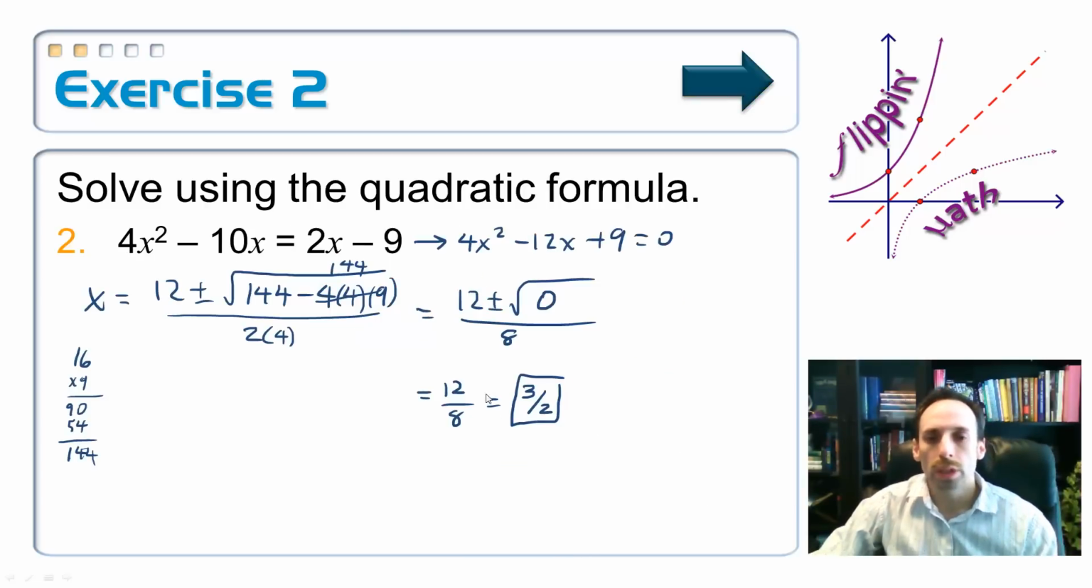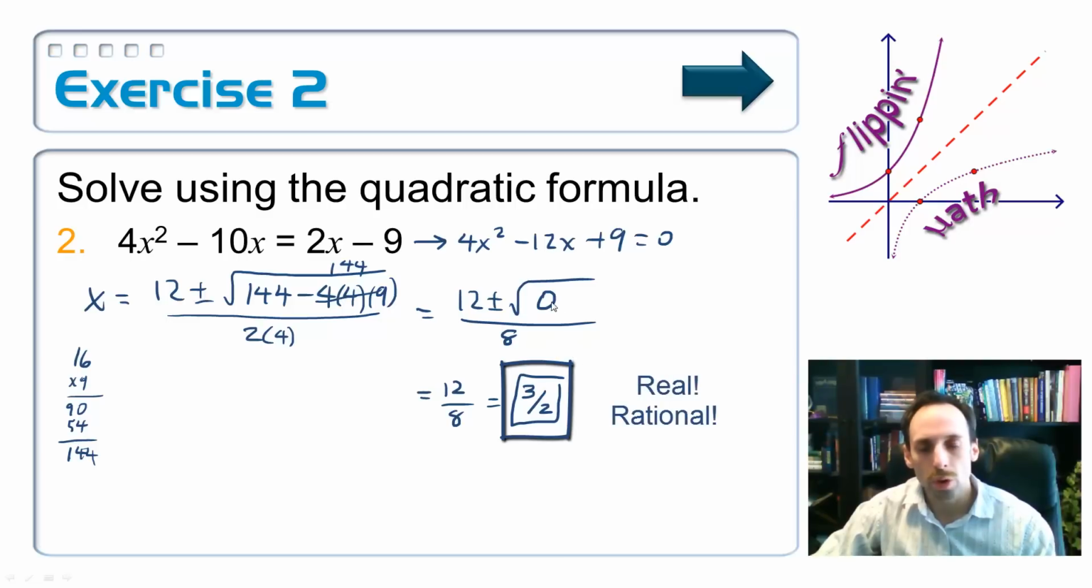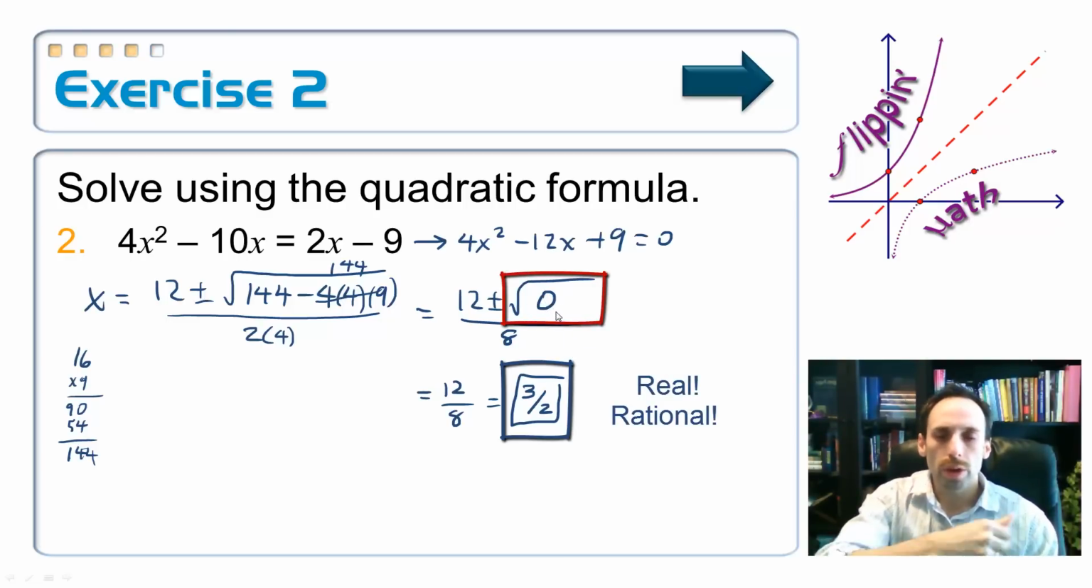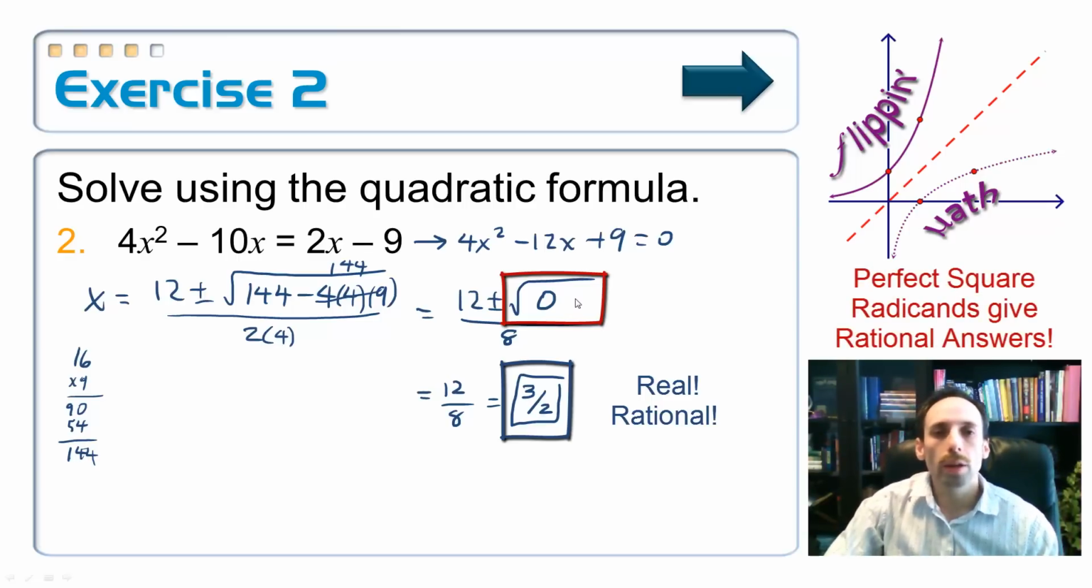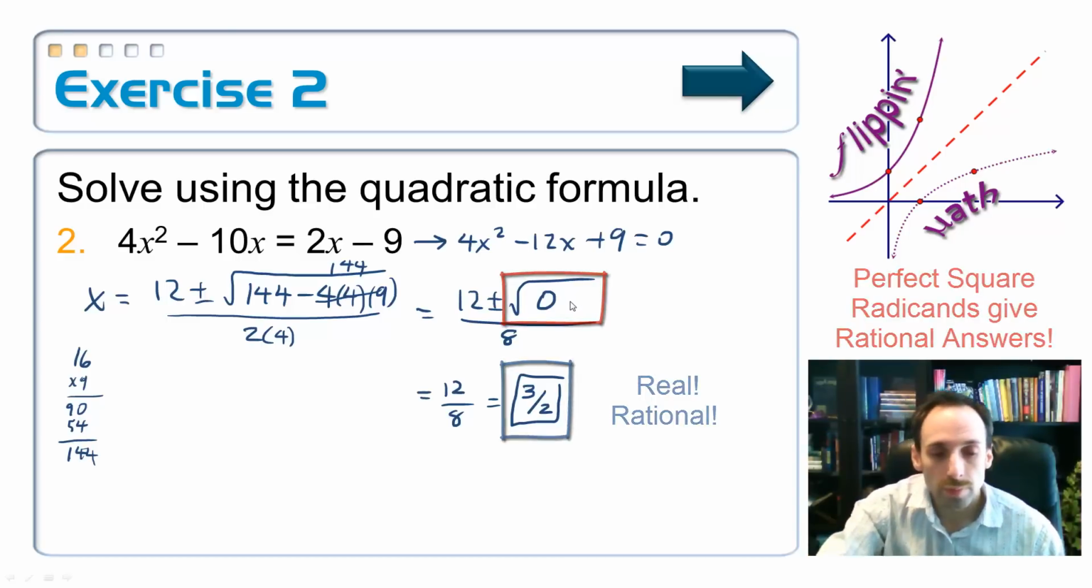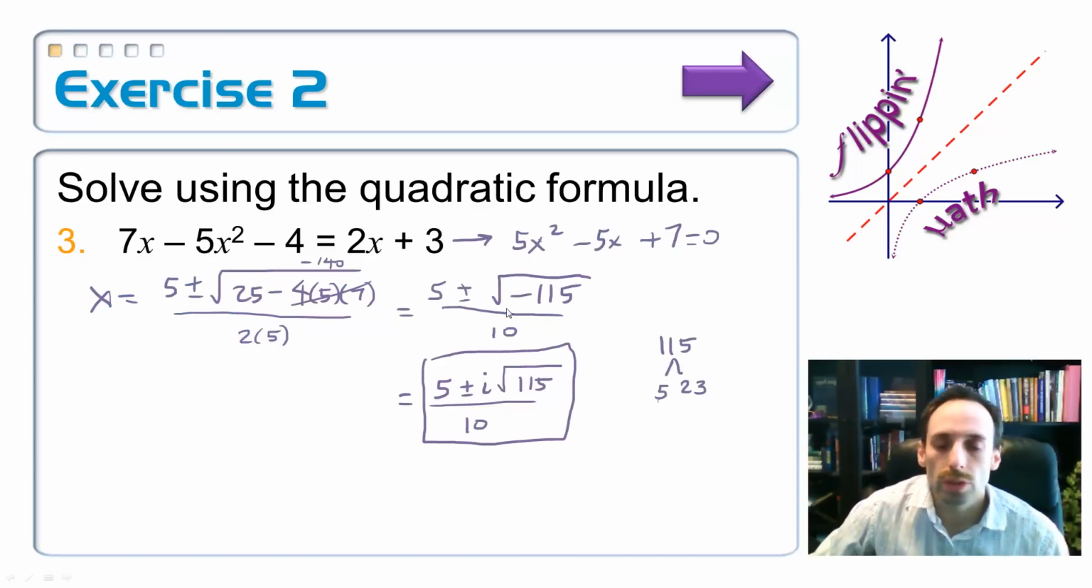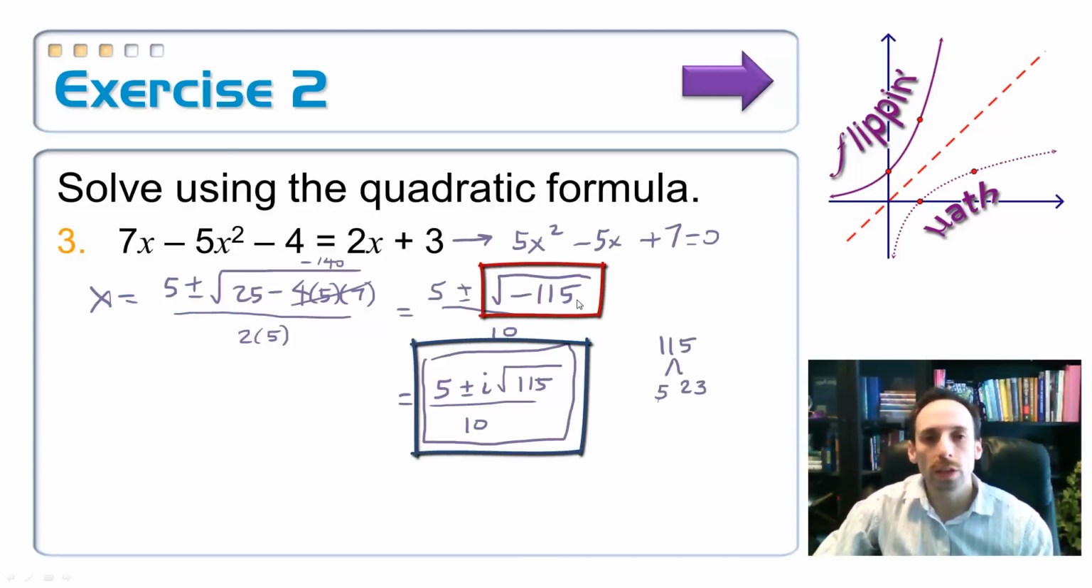On this one, I only have one answer, and it is a real number and it's a rational number. The reason why it's a rational number is because it's got a square root of 0, and I take that away, there's no square root anymore. Also, if this square root was a perfect square, that square root would disappear, and I'd be left with some more rational numbers. But again, they'd be real. This last one, the square root of a negative 115, it's imaginary because I'm taking the square root of a negative number.